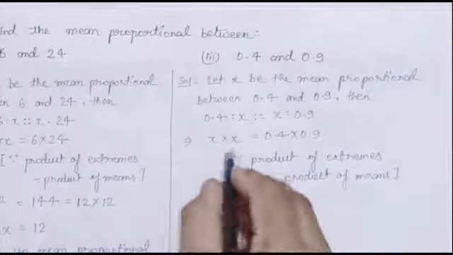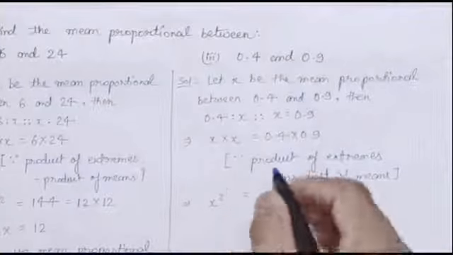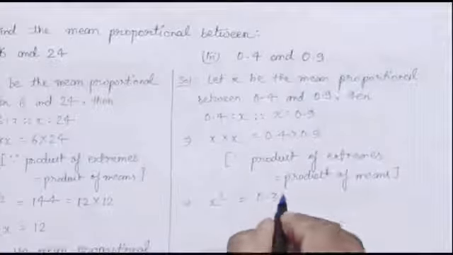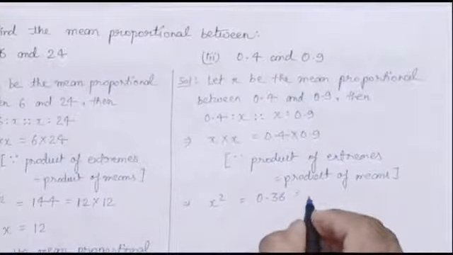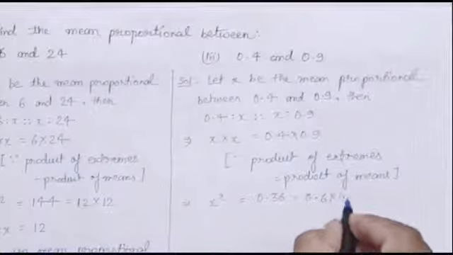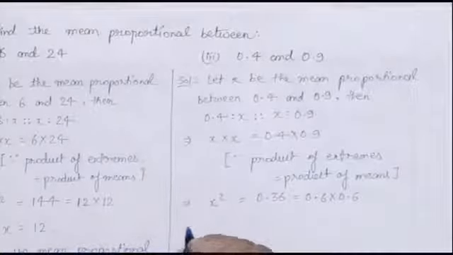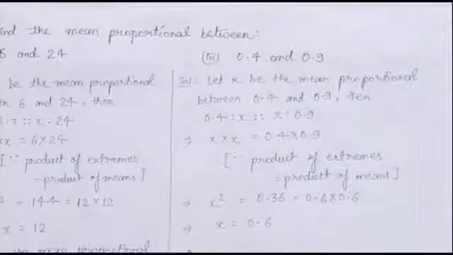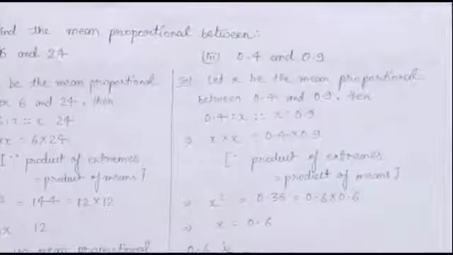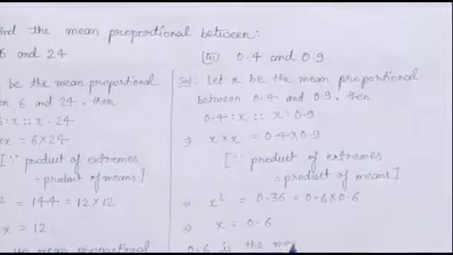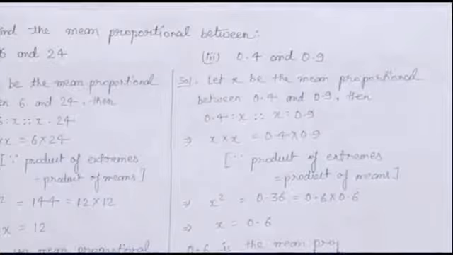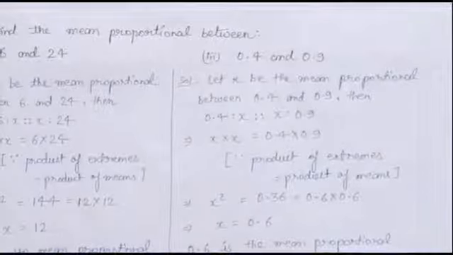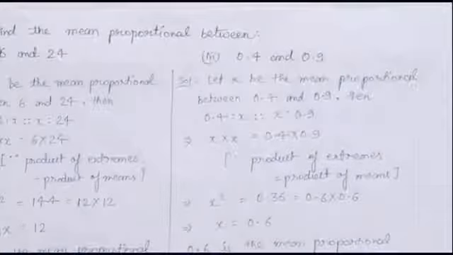Now let us solve. Here we have x square equals 0.4 into 0.9, which comes out to be 0.36, which can also be written as 0.6 into 0.6. So from here we have x equals 0.6. That is, we can say 0.6 is the mean proportional between 0.4 and 0.9.